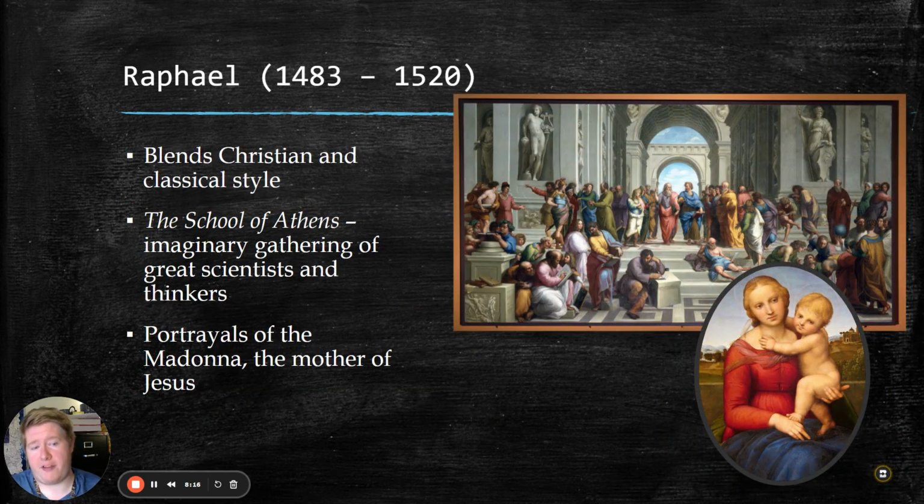Now our next turtle, Raphael, blends Christian and classical styles. He painted the School of Athens, which we looked at a couple slides ago when we talked about the vanishing point. This is an imaginary gathering of great scientists and thinkers from the ancient world like Plato, Socrates, Aristotle, which most of them weren't alive at the same time, or they happened to be teacher and student. He also heavily focused on portrayals of the Madonna, the mother of Jesus. We'll actually look at that a little bit more in a little bit.